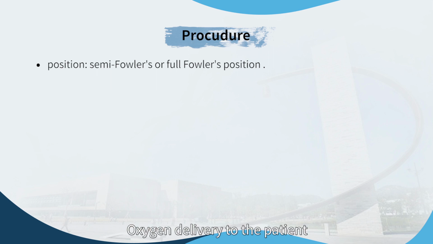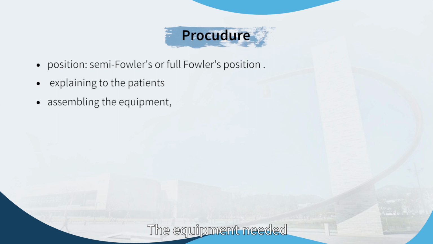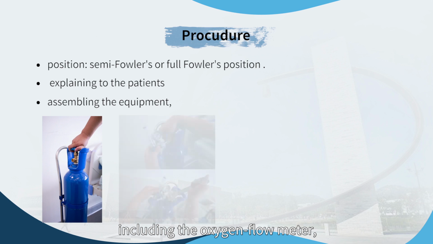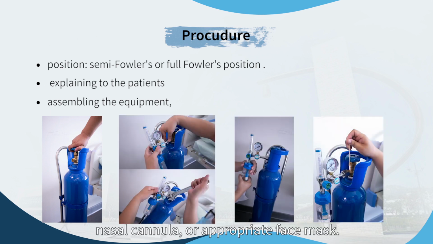Oxygen delivery to the patient should be explained, including what equipment is to be used, such as a mask or nasal cannula, and the importance of keeping the apparatus in place. The equipment needed should be assembled, including the oxygen flow meter, humidifying bottle if ordered, nasal cannula, or appropriate face mask. The mask or cannula should be connected securely to the oxygen flow meter.